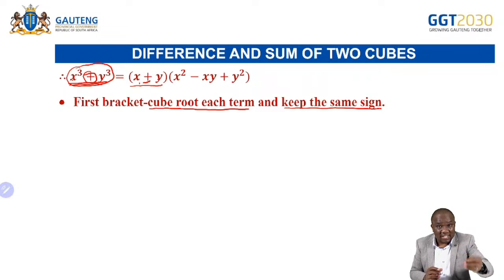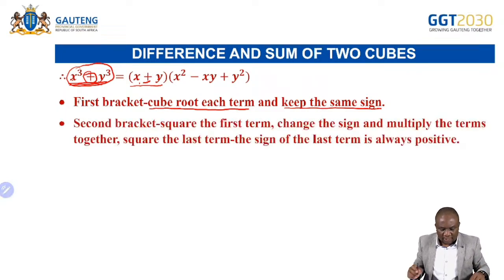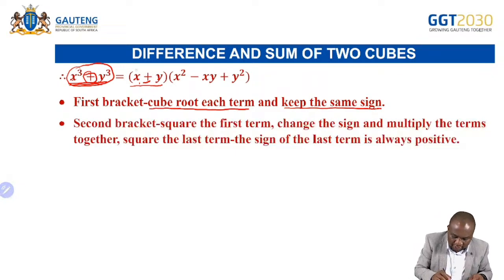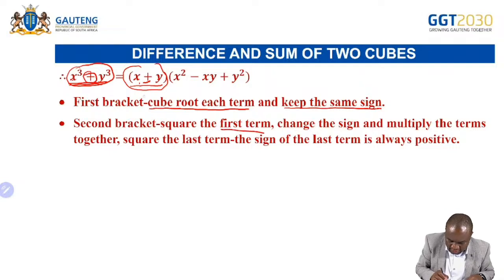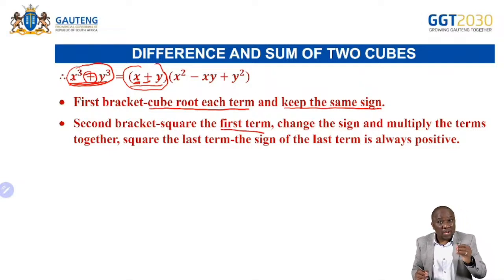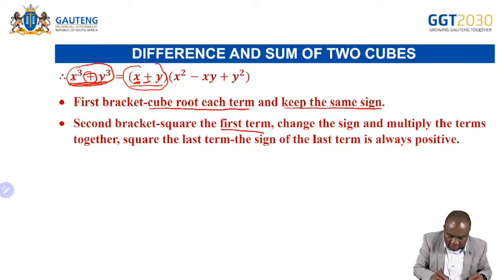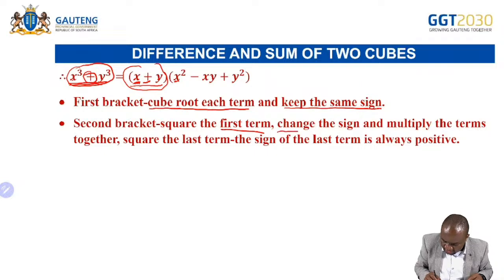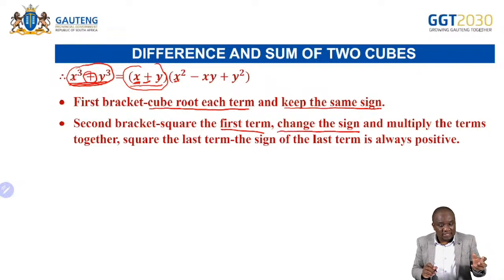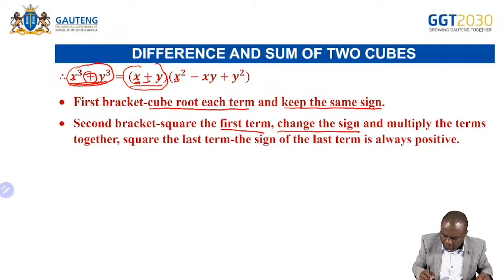And then we're going to the second bracket now. I said, listen, I'll tell you to write notes. Second bracket: square the first term. Look at the first bracket. What is the first term? It is x. You square it, it is x squared. Then after squaring the first term, change the sign. It was plus in the first bracket, now it's minus.